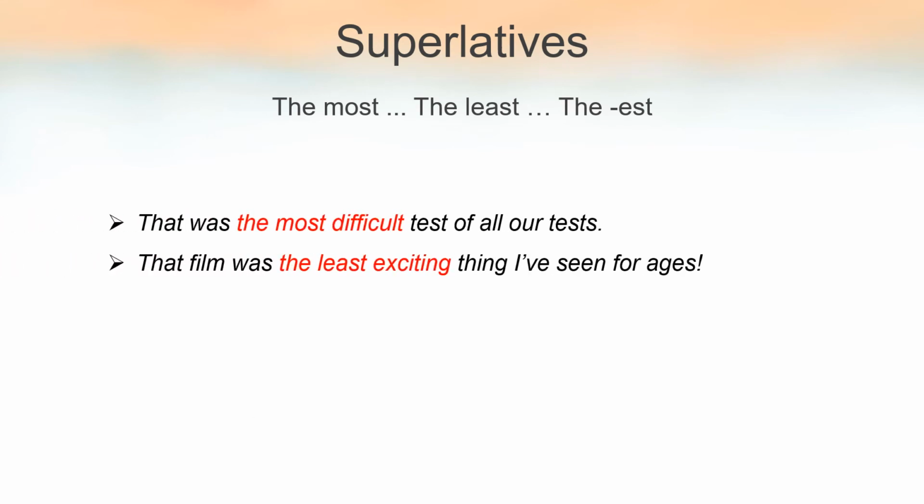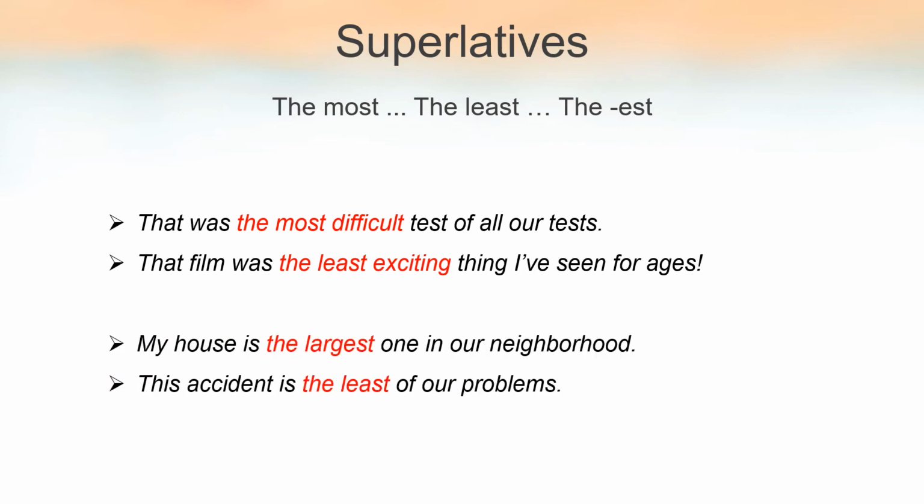We have examples for long forms like, that was the most difficult test of all our tests. That film was the least exciting thing I've seen for ages. While we use short forms as in, my house is the largest one in our neighborhood. This accident is the least of our problems.